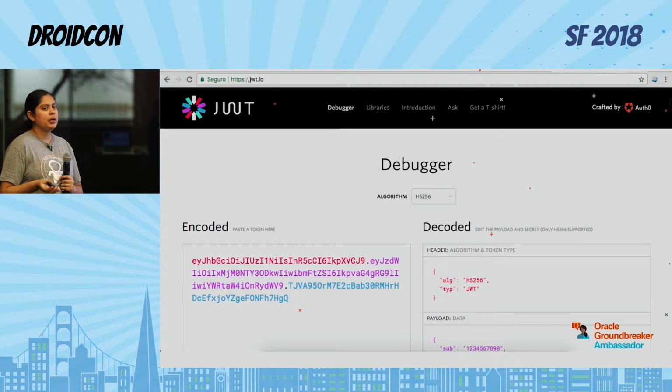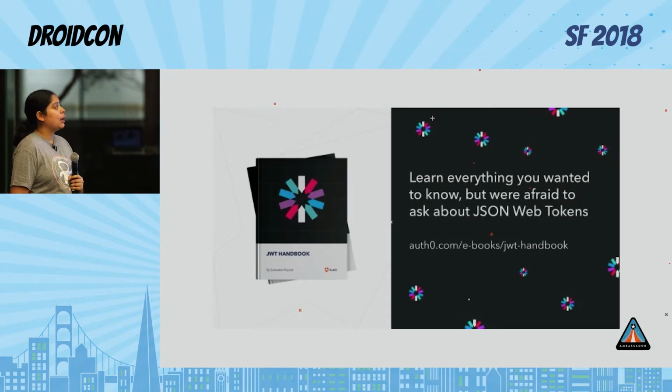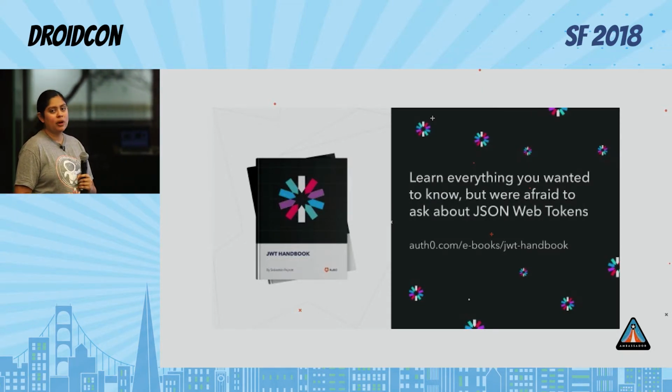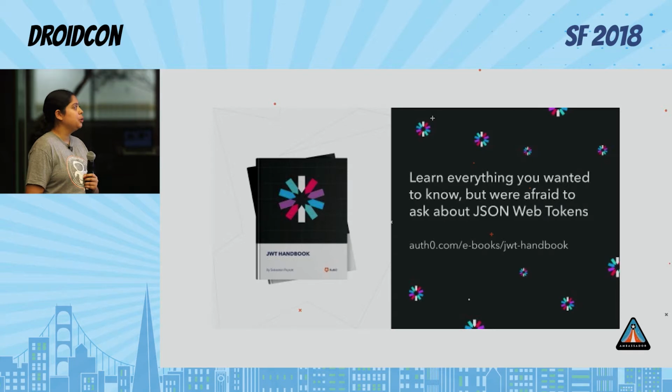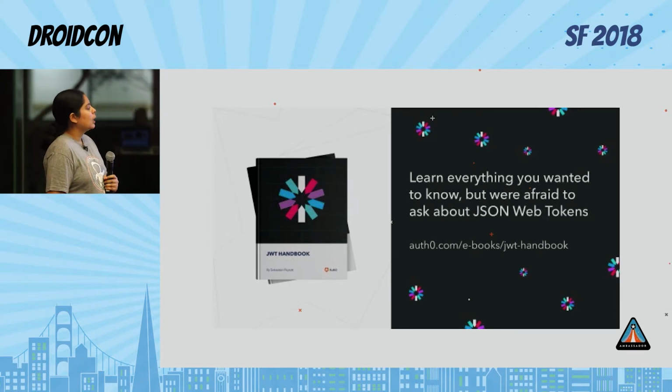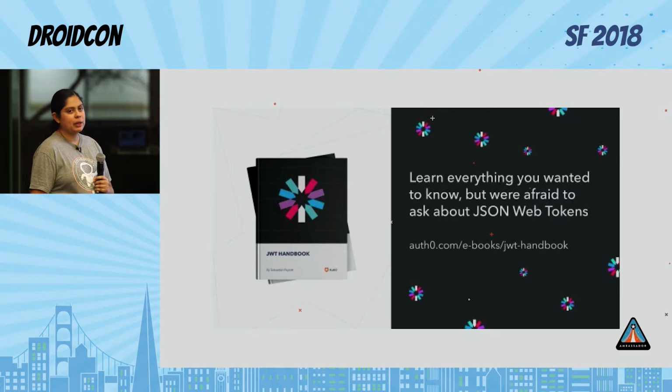And if you want to read more about JWT, there is this website, jwt.io, or you can download this handbook that has more information on how to use JWTs, not only for authentication or authorization, but also to implement federated identities or other situations.